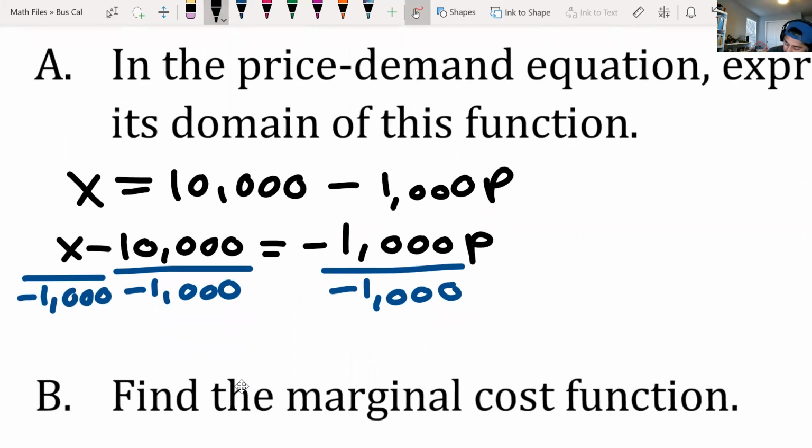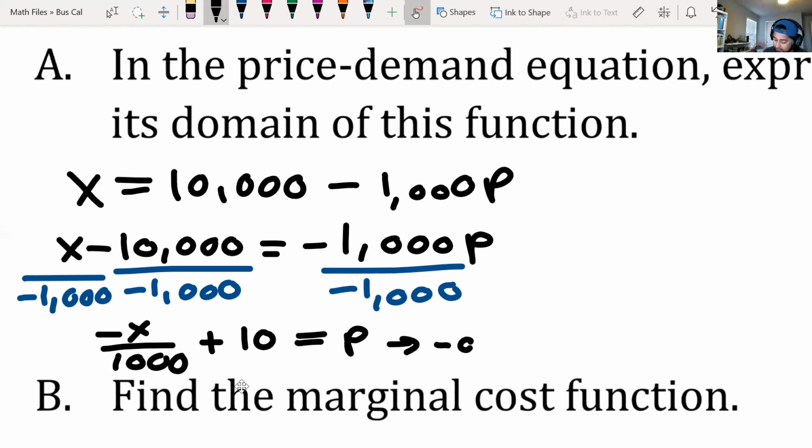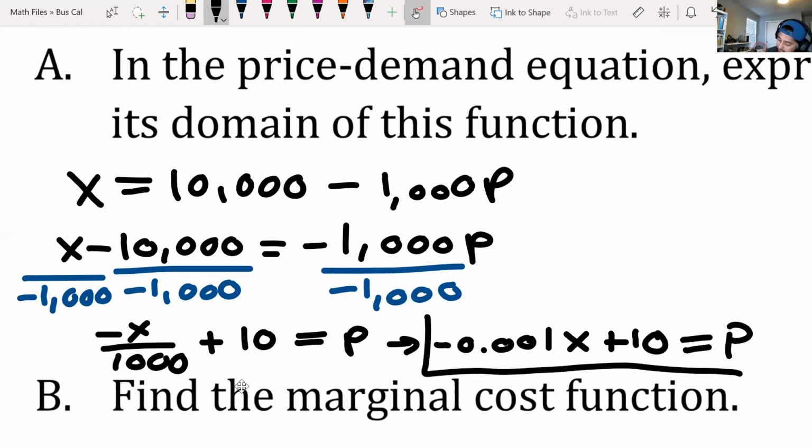And here you'll get negative X over 1,000 plus 10 equal to P. Okay, but I want to make this look a little better, so I'm just going to change X over 1,000 to a decimal number. And this is going to give us negative 0.001X plus 10 equal to P. So here's the first part of our answer for A.